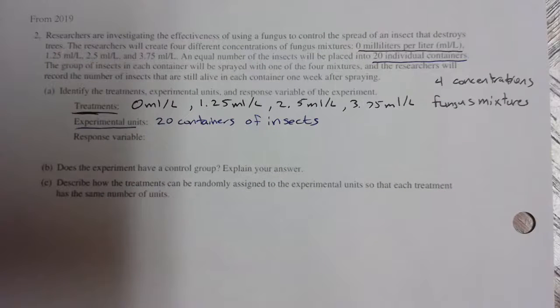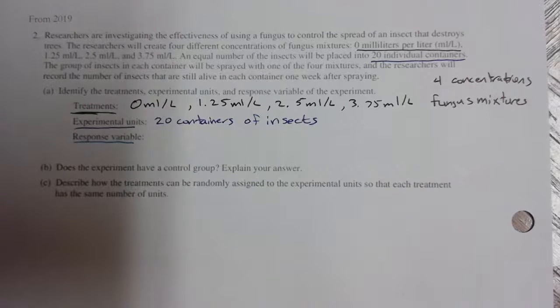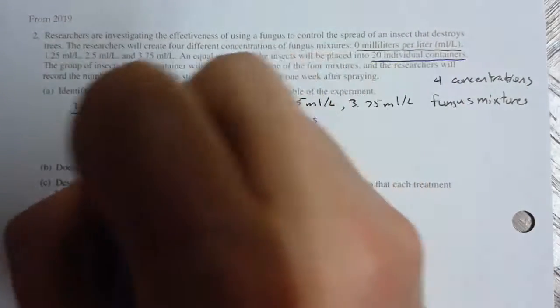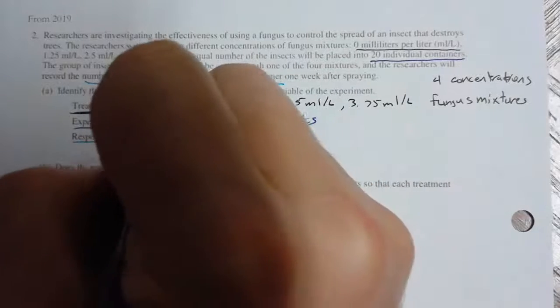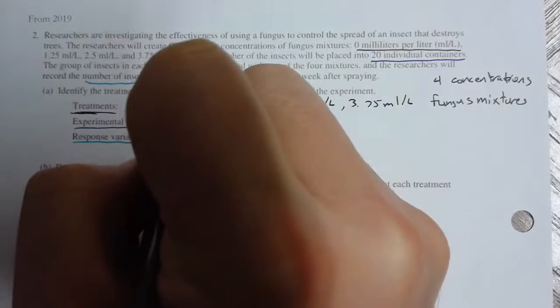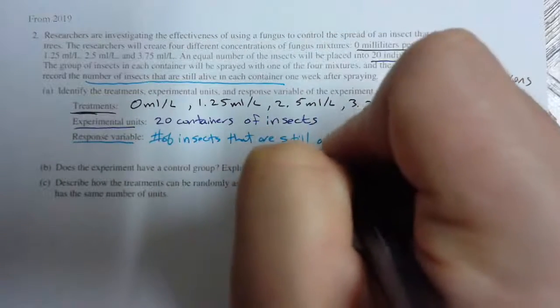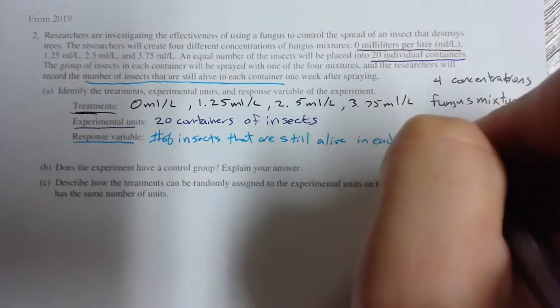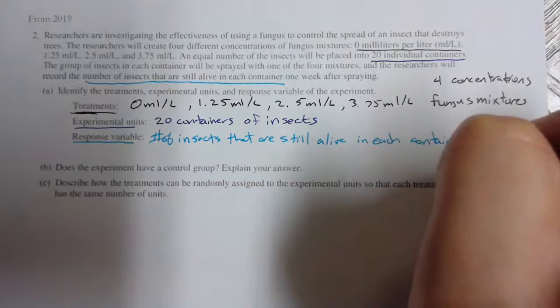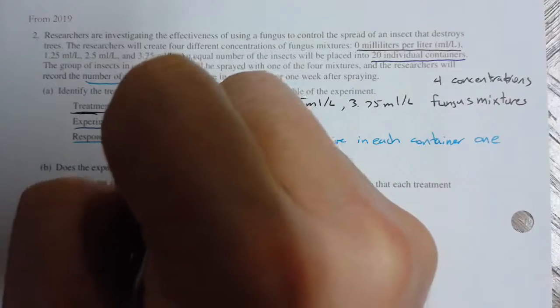And then the final thing is what we're actually measuring. So the response variable, and again, we don't want to just say alive or dead. We want to be more specific. What they're going to measure is the number of insects that are still alive in each container. So we're just going to be really specific with this. And 1 week after spraying.